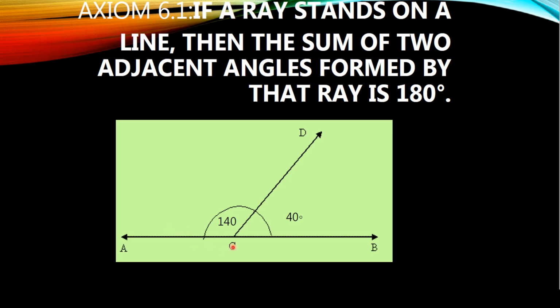Here a ray CD is standing on the line AB. Okay, my dear children. Then these two angles, angle ACD and angle DCB, are adjacent angles, and moreover, the sum of these two angles is 180 degrees. Understood this point, my dear children? This is nothing but a linear pair of angles. Okay, my dear children?